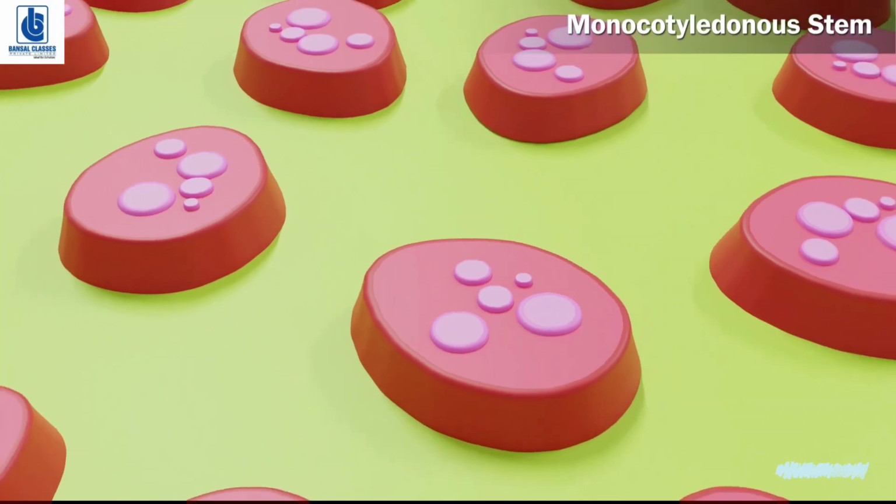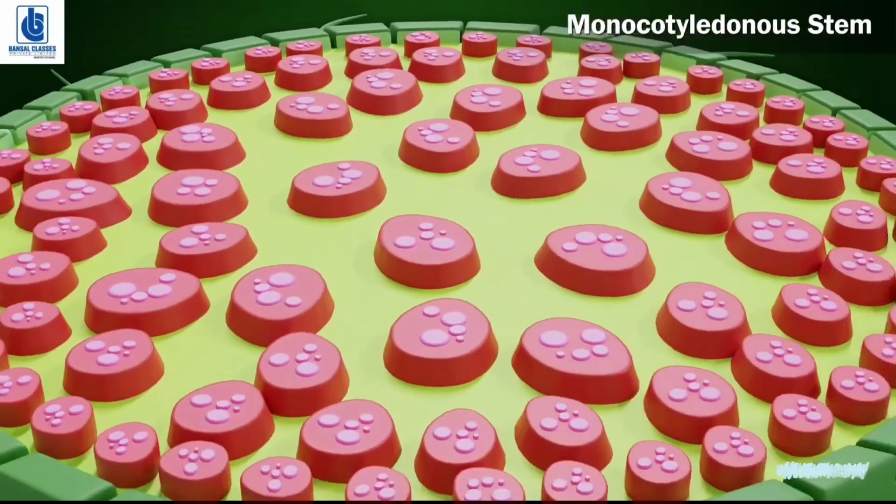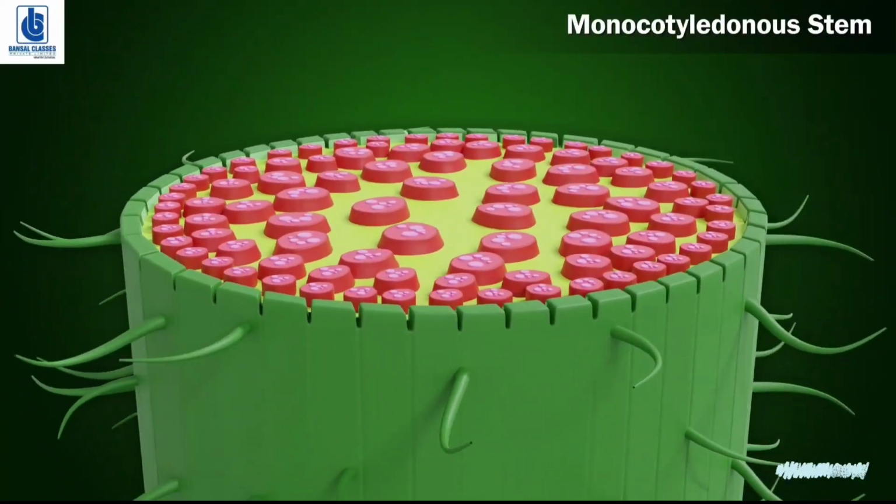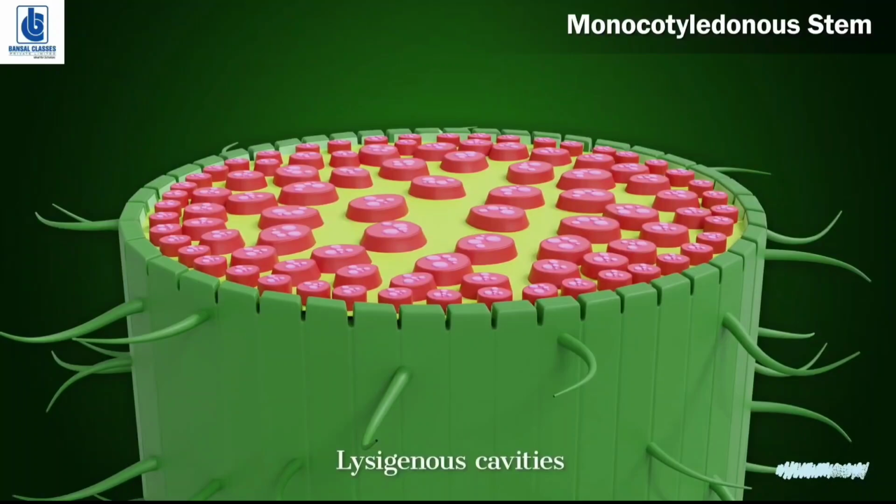Vascular bundles are conjoint and closed, but there is no phloem parenchyma. Water-containing cavities are present within the vascular bundles.